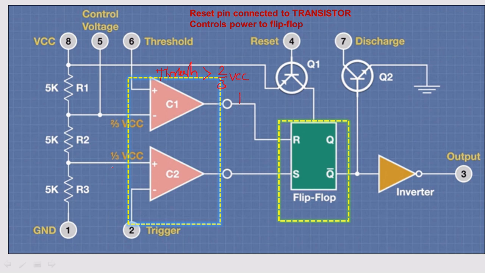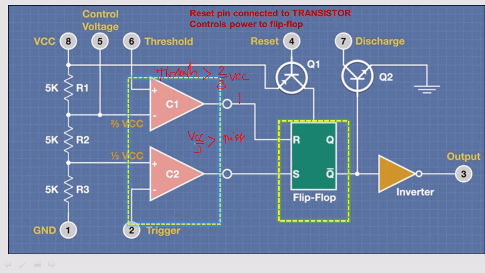That's all. Similarly, here you see it is connected to plus. That means VCC by 3 should be greater than the trigger input. I hope you have seen clearly. See, here plus is connected to threshold. That's why I am taking threshold greater than 2 by 3rd of your VCC, that is from the bias voltage. But here you see the plus is connected to 1 by 3rd of your VCC.